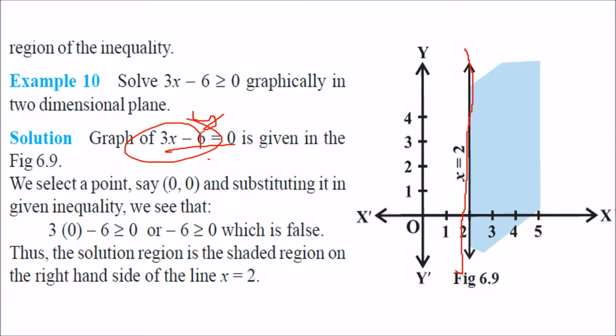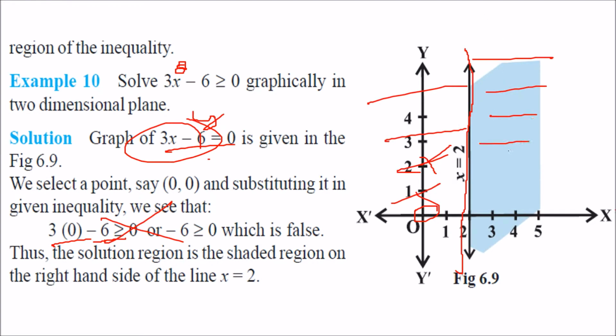Let us place x equal to 0 and y equal to 0. Y is not there, so let's just put x equal to 0 here. What you get is x equal to 0, so you get 3 times 0 minus 6, minus 6 is greater than or equal to 0. This is false. So this 0 is not lying on this plane, so all the values here will be the solution. This is how we get the answer.